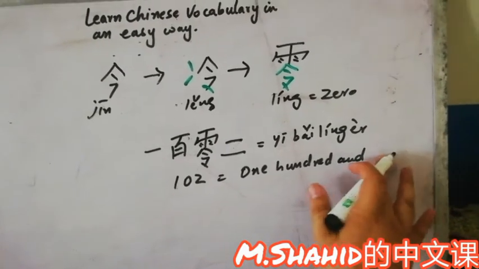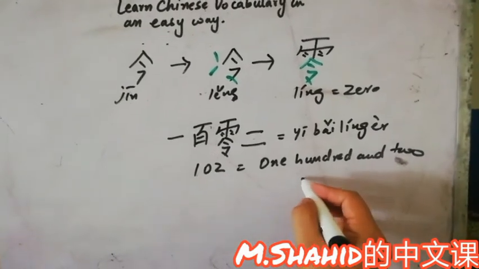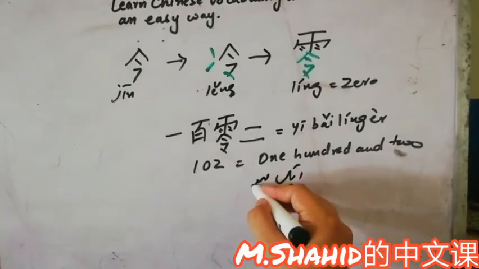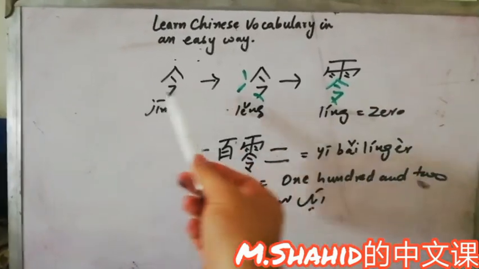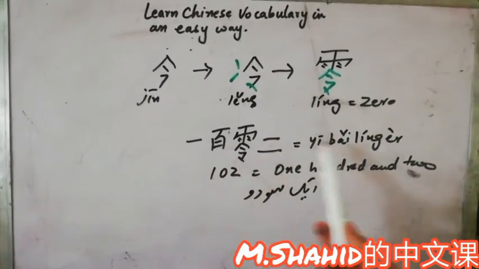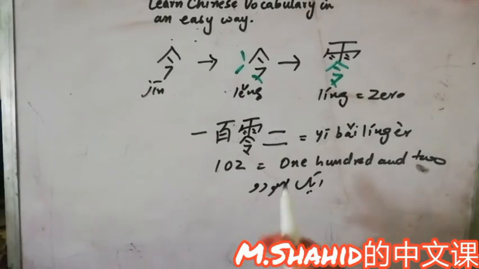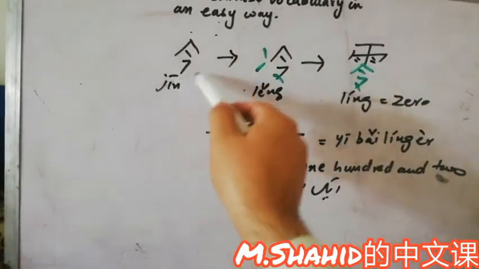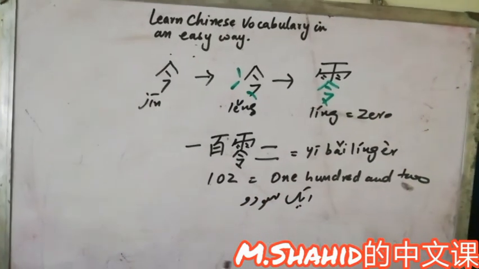In Urdu we call it one-oh-two. You saw how this character is transformed. This was all about this character Jin, how I transformed this Jin into lěng and then into the 0 character.